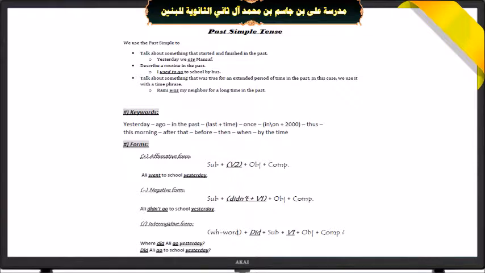What about the interrogative form? First of all, whether we have a WH word or not, we start our question with did, then we use the subject and verb one. So in question form, the subject comes between the helping verb did and the main verb, verb one, as in the following: where did Ali go yesterday? Or did Ali go to school yesterday? So this is about the past simple.